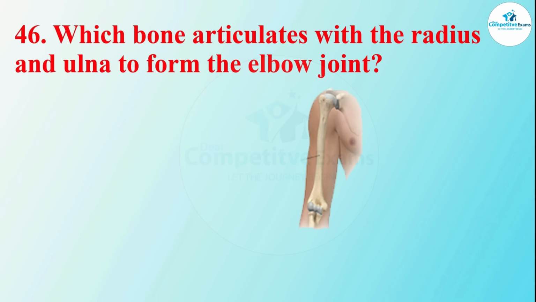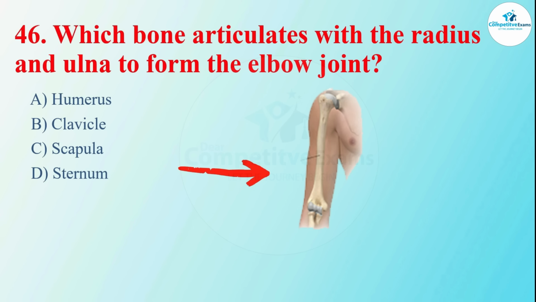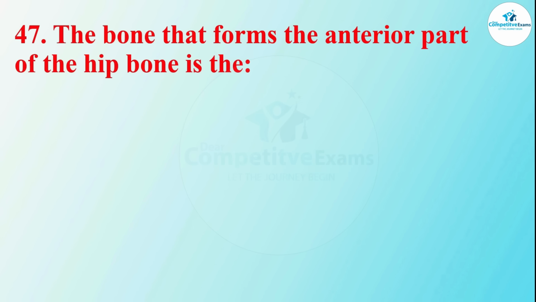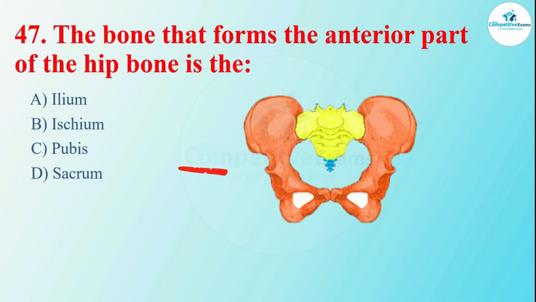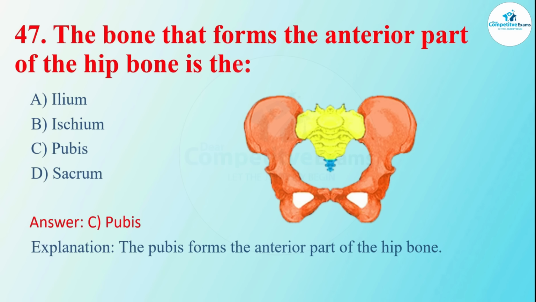Let's move on to question number 46. Which bone articulates with the radius and ulna to form the elbow joint? Your options are humerus, clavicle, scapula or sternum. The right answer is humerus. Question 47: the bone that forms the anterior part of the hip bone. Your options are ilium, ischium, pubis or sacrum. The right answer is pubis. The pubis forms the anterior part of the hip bone.